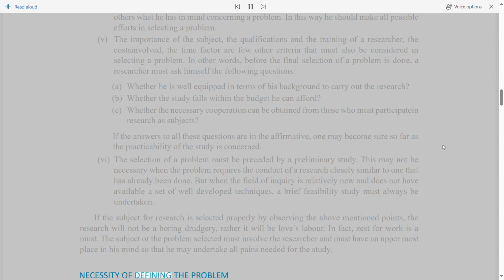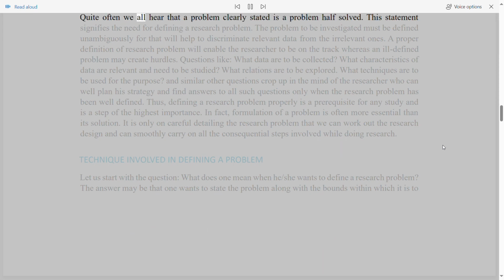Necessity of defining the problem. Quite often we all hear that a problem clearly stated is a problem half solved. This statement signifies the need for defining a research problem. The problem to be investigated must be defined unambiguously, for that will help to discriminate relevant data from the irrelevant ones. A proper definition of research problem will enable the researcher to be on the track, whereas an ill-defined problem may create hurdles. Questions like what data are to be collected?